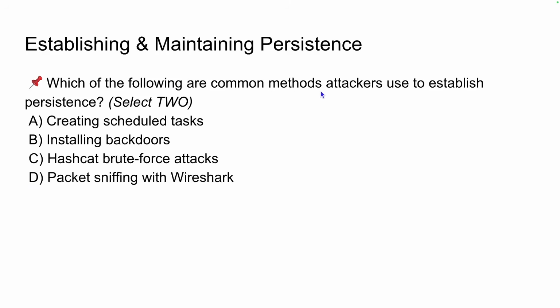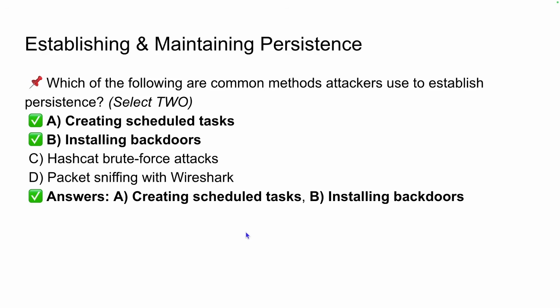Which of the following are common methods attackers use to establish persistence? Select 2 here. So creating scheduled tasks, yes. Installing backdoors, yes. Hashcat brute force attacks. Hashcat dumps hash values for people's credentials. So this is not necessarily it. This could be potentially a part of this whole process, but it's not the obvious answer. Packet sniffing with Wireshark is network system monitoring or traffic monitoring, and it could lead to man-in-the-middle attacks and things like that. So it has nothing to do with using it to establish persistence. A and B would be the answers here.